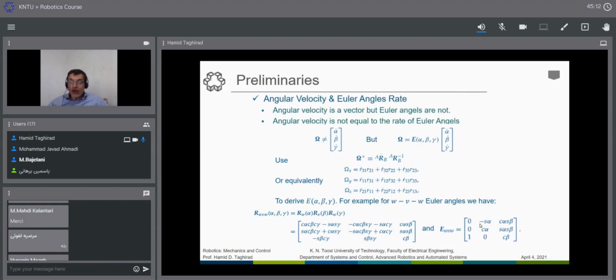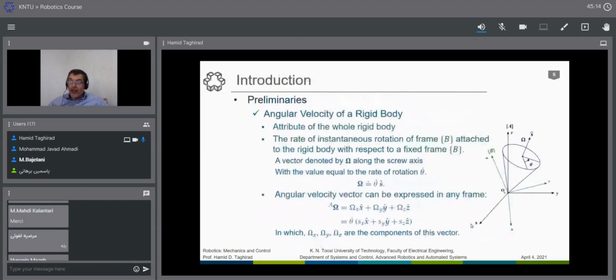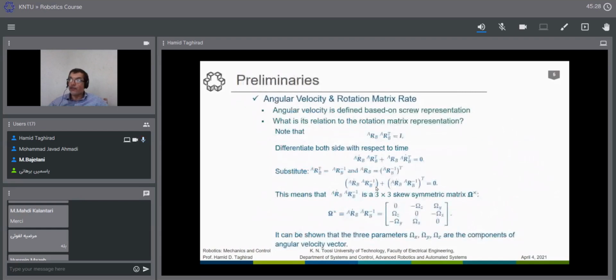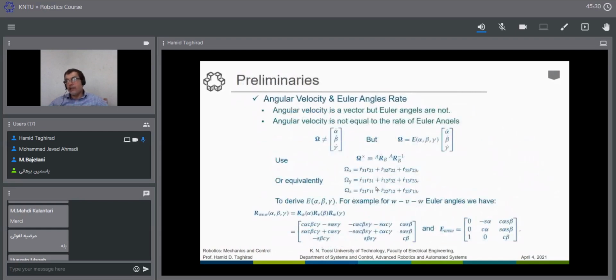But when you talk about screw axes, it is much more simple. Exactly what we have is that angular velocity is the rate of screw axis rotation. Anyways, this is also another part.